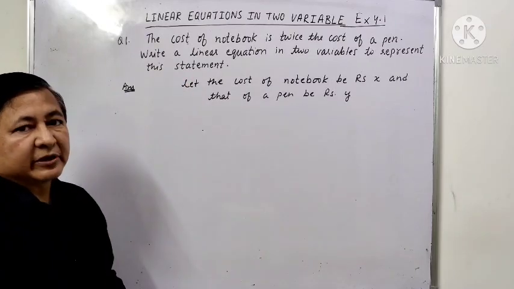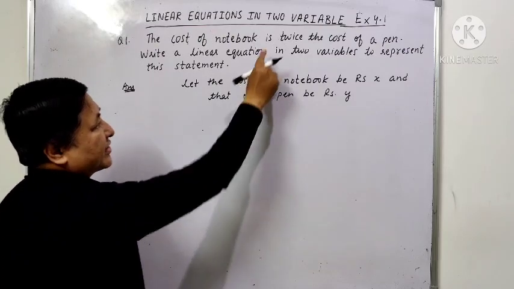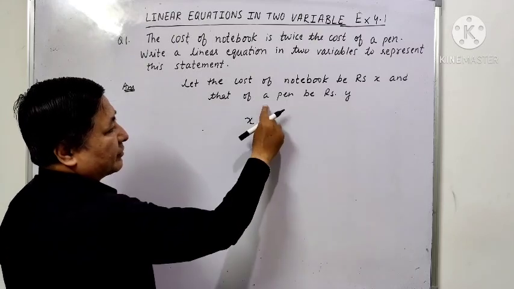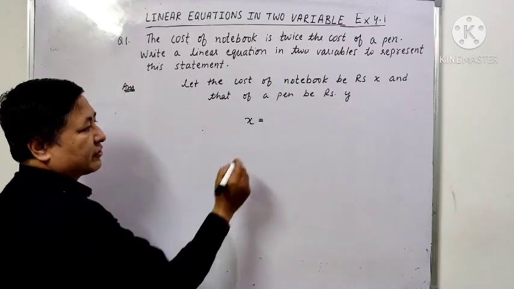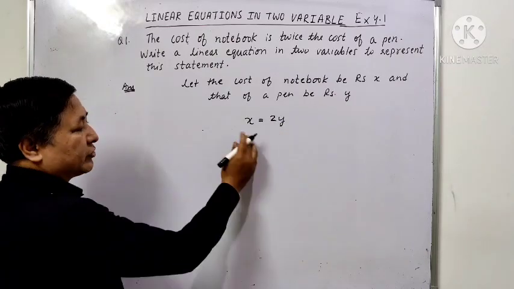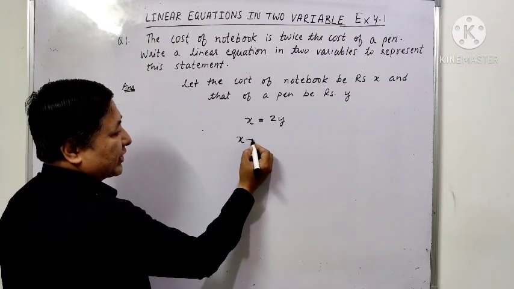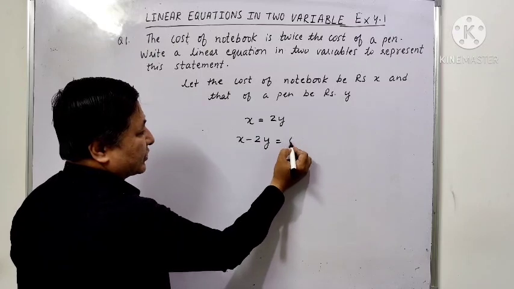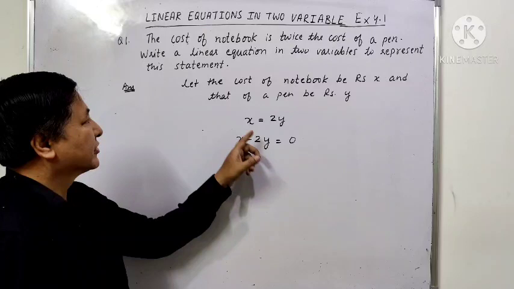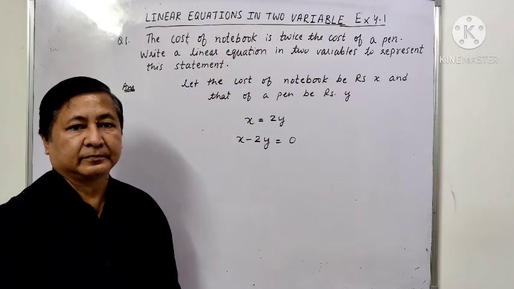Now see what the statement given is. The cost of a notebook, that is x, is twice, means double, the cost of a pen. The cost of a pen is rupees y, so twice the cost of a pen will become 2y. Now we have to write the linear equation in two variables x and y, these are the two variables. So we can write this equation as x minus 2y is equal to 0. So this is the linear equation in two variables to represent the statement that the cost of a notebook is twice the cost of a pen.